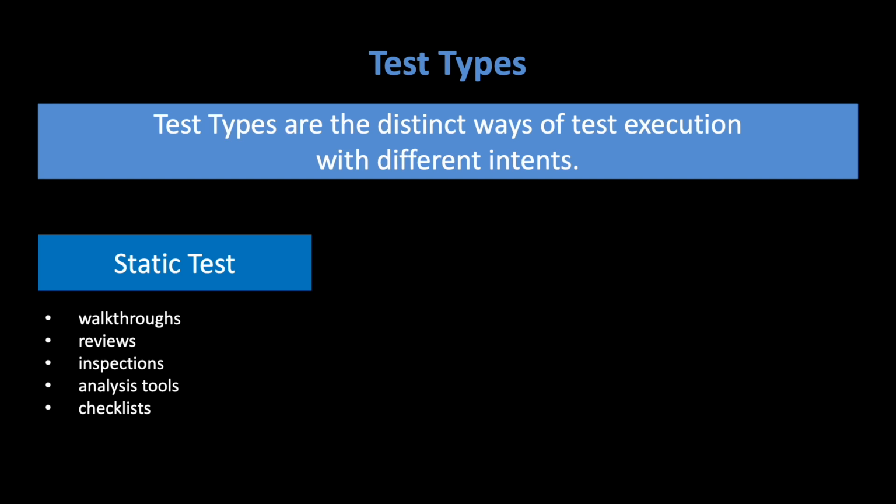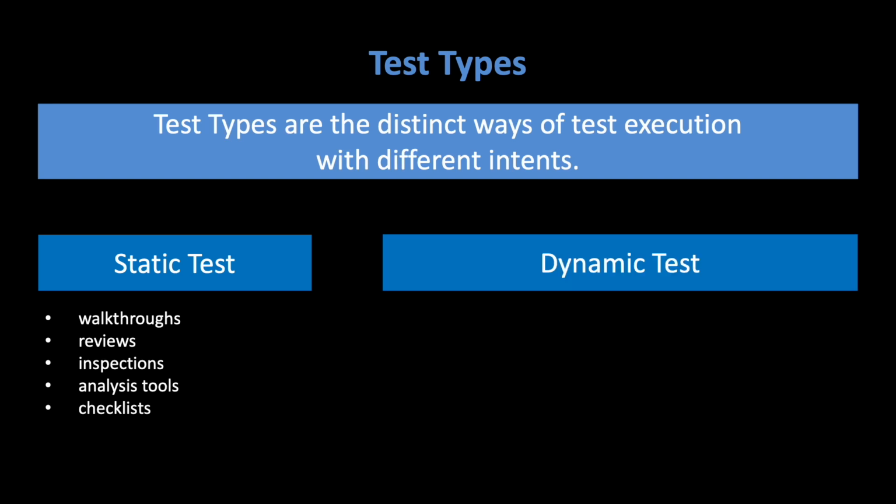Namely, you can have walkthroughs, reviews, inspections using analysis tools or checklists to test. So those can be very effective and also efficient methods and ways of test. But in system test, you also definitely need to use the product in the dynamic tests.